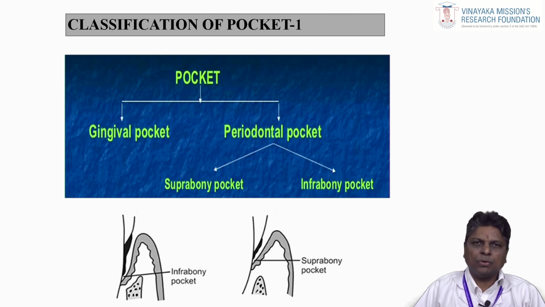With the help of a probe, we have to probe it and find out whether it is more than 3 mm, which means that is a periodontal pocket. That is one of the important vital signs for periodontitis. Periodontitis is a very important disease, the must-know disease in periodontology.